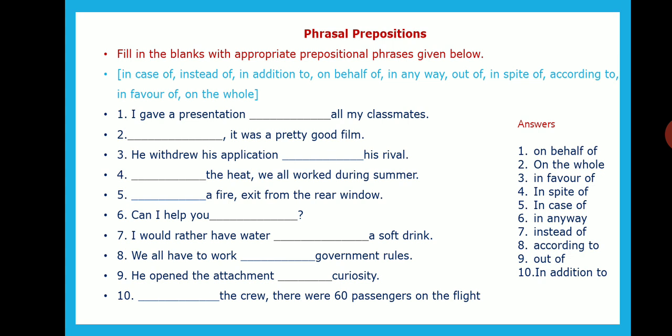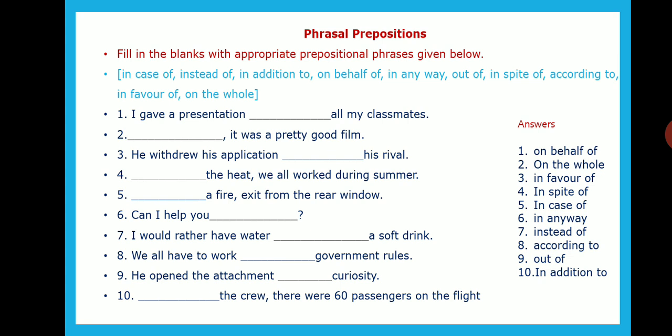Ninth sentence. He opened the attachment dash curiosity. He got an attachment along with the mail from his friend. So he is very interested to open that attachment. So what will we say there? He opened the attachment out of curiosity. "Out of" is the prepositional phrase over there.